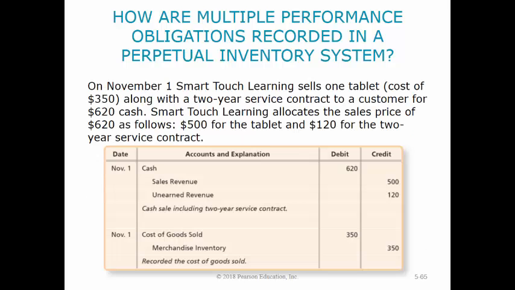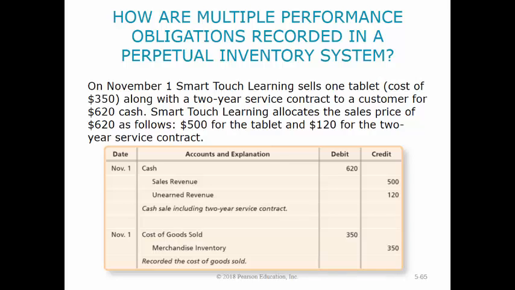On November 1st, Smart Touch Learning sells one tablet, cost of $350, along with a 2-year service contract to a customer for $620. The customer pays cash at the time of the sale. The $620 sales price must be allocated among each performance obligation.